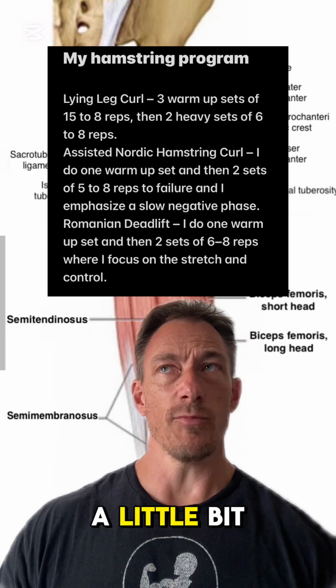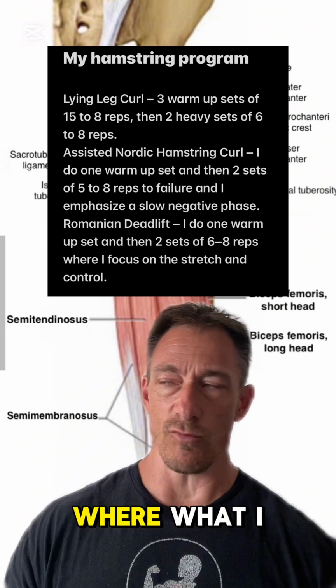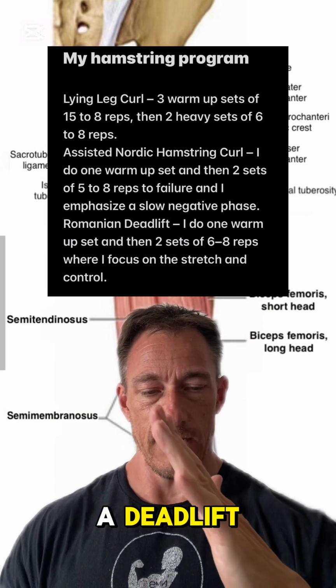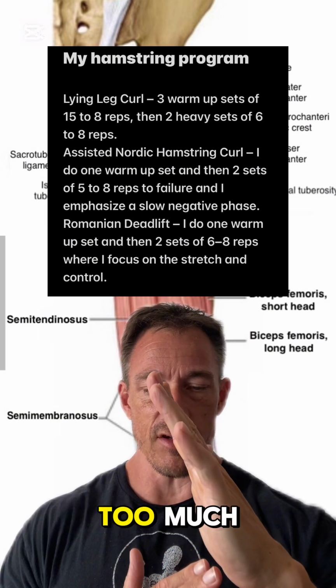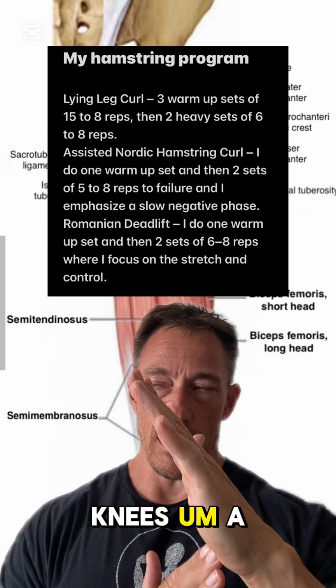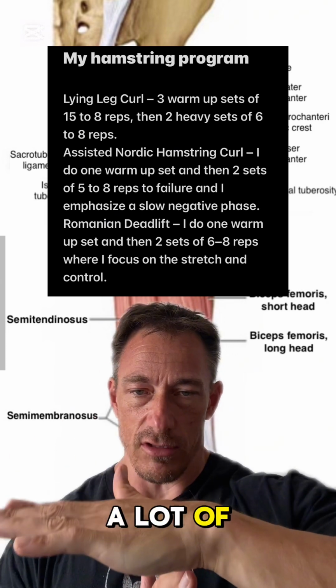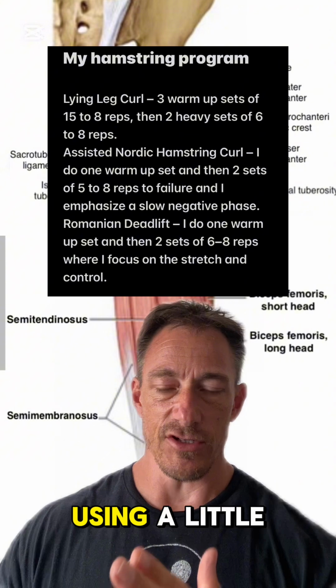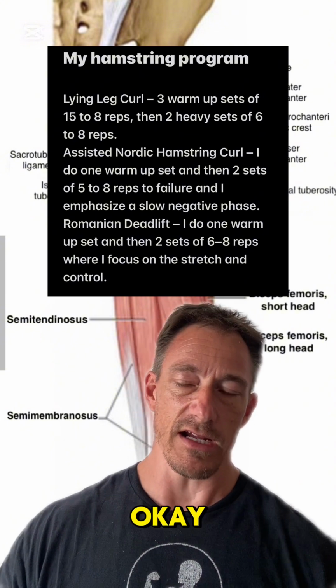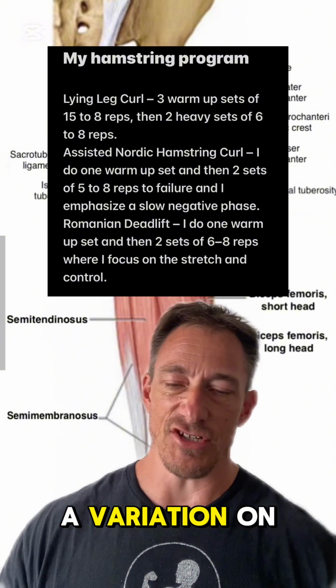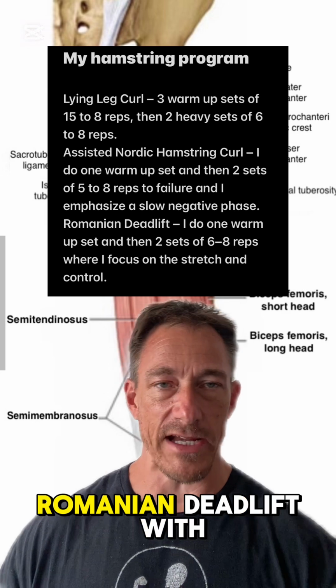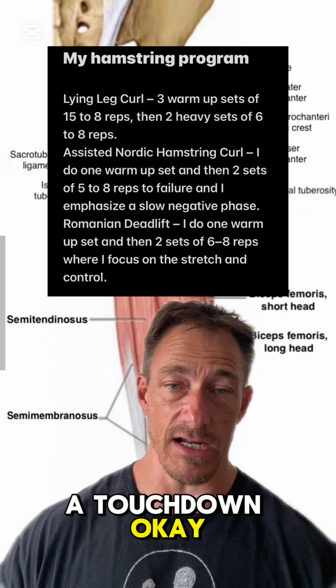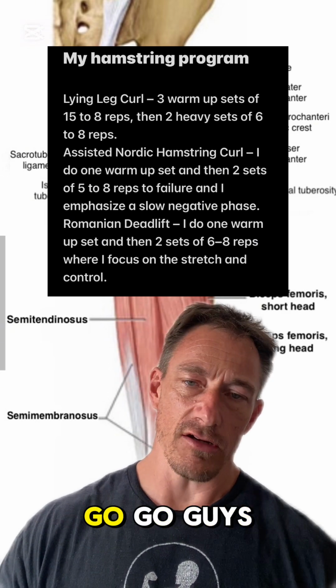I do it a little bit similar to a deadlift variation, where I go down with a deadlift and rather than bending my knees too much, I keep the knees a little bit straighter and do a lot of the movement with the hip hinge, rather than a deadlift using a little bit more of a knee bend. Okay, so it's just a variation on a deadlift, but mine's a Romanian deadlift with a touchdown. Okay, give those a go guys.